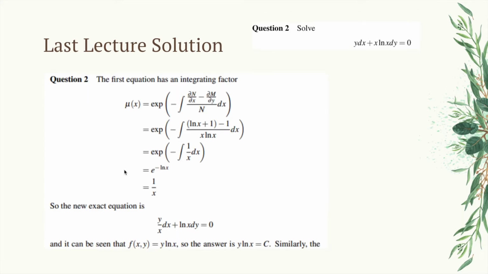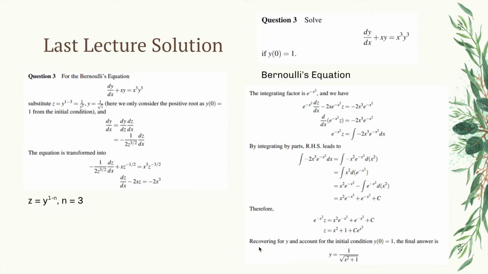The next question involves a non-exact equation, but we can use the formula mentioned in the last lecture to find an integrating factor 1 over x. After applying the factor, the calculation is similar to the first problem, and the solution is y plus log x equal to a constant C.